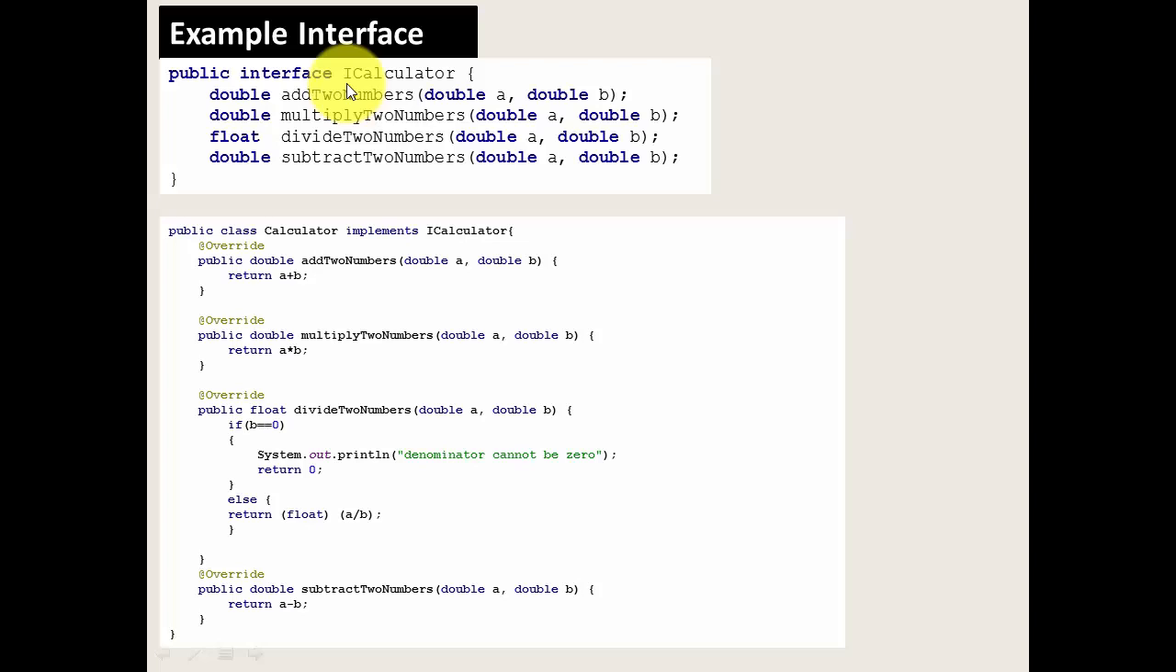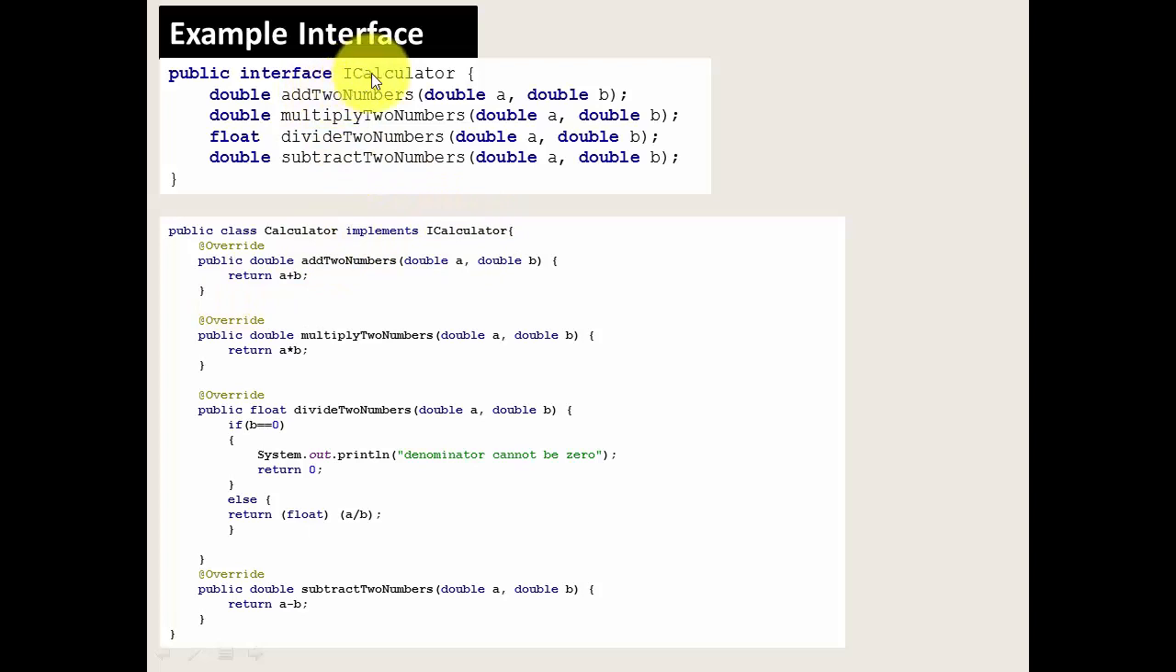In order to implement the interface, we need to define another class that implements the interface. So I defined public class Calculator implements ICalculator. Here I represents the interface. And when defining an interface, we just define the methods. We don't add implementation for the methods. However, the implementation should be in the class that implements the interface.